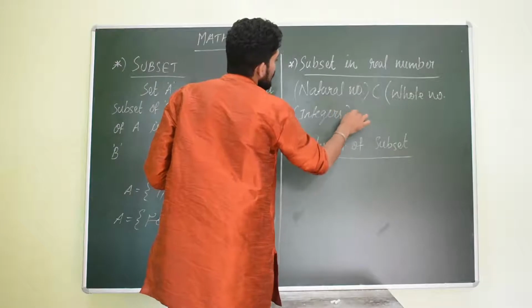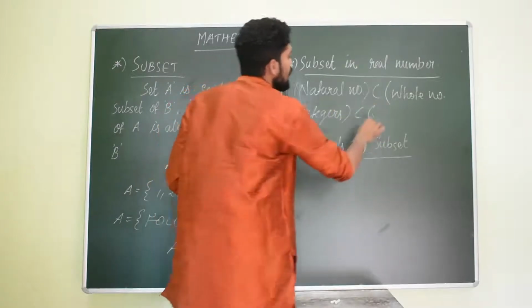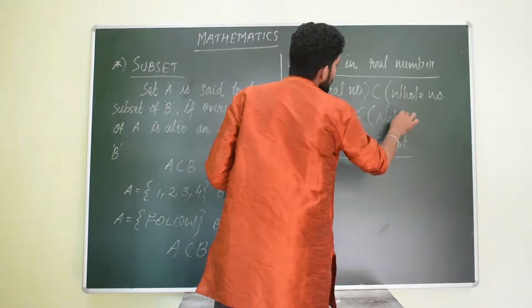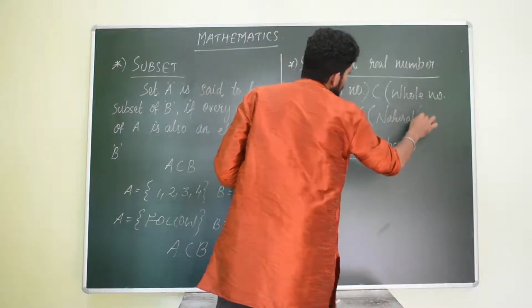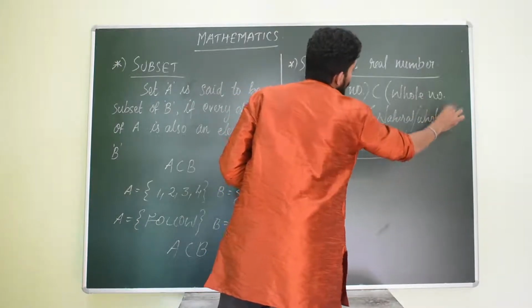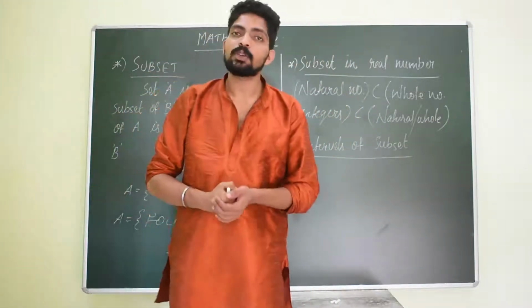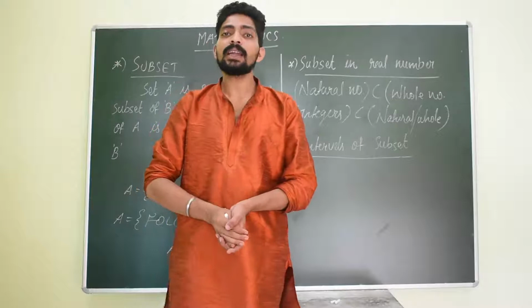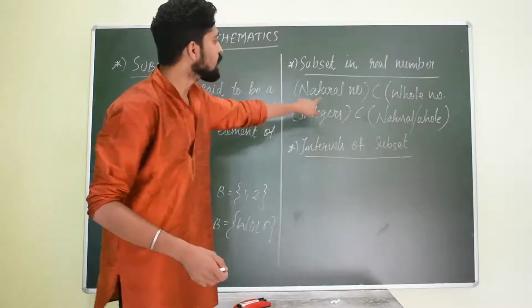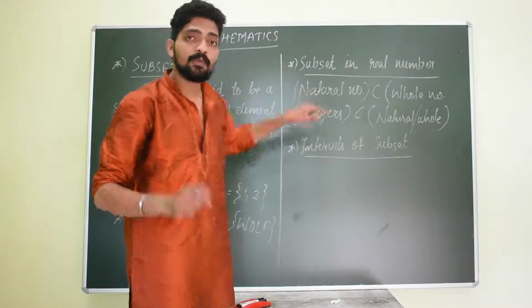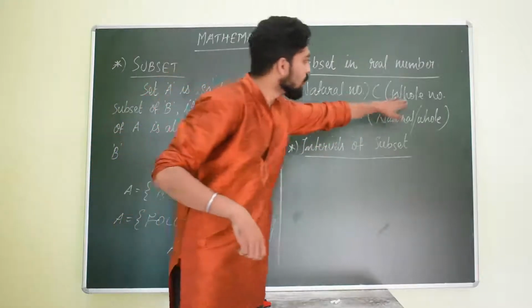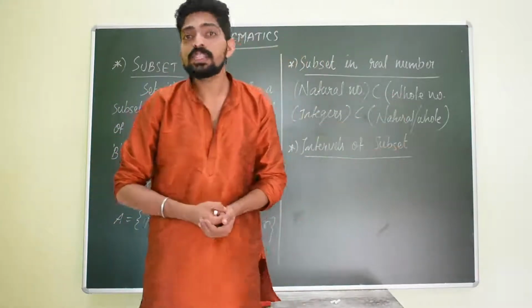Integers is a subset of natural numbers and the whole numbers, right? Natural and the whole numbers. Integers is a subset of natural and the whole numbers, right? Because only one reason, you can check this one. Natural numbers, right? Is starting from 1, right? The same way whole numbers is starting from 0, right?